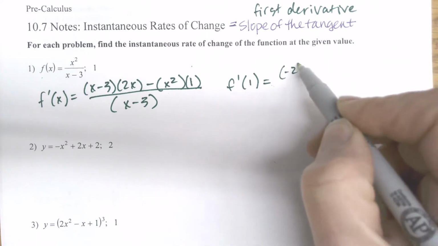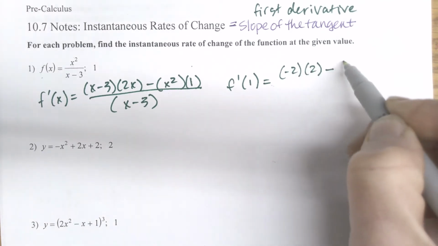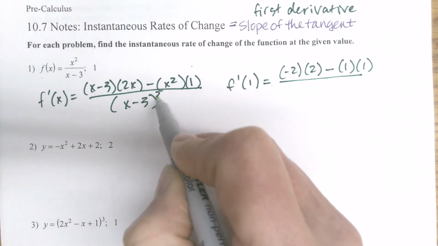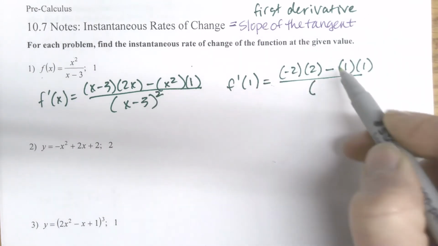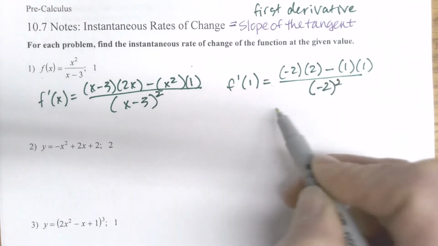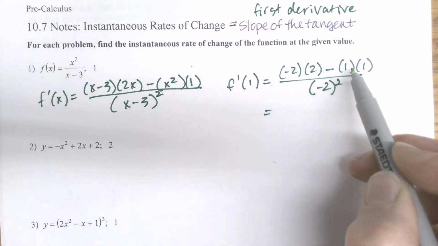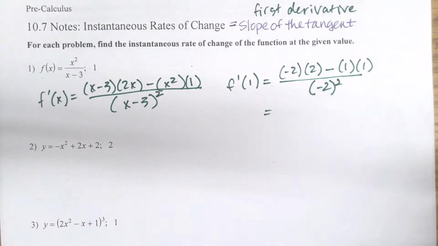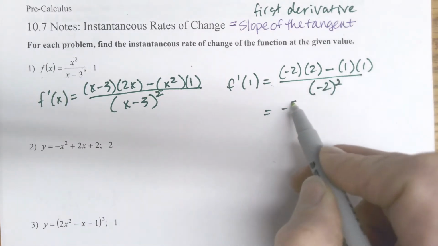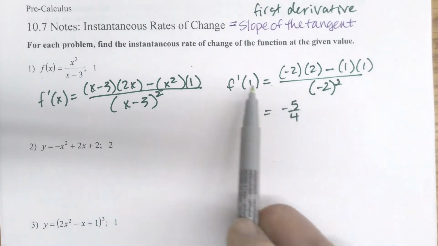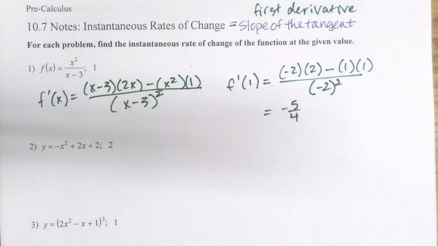I get negative 2 times 2 minus 1 times 1 over, oops, I forgot to square that in the bottom, negative 2 squared. Evaluate the whole thing. Negative 4 minus 1 is negative 5/4. And so my instantaneous rate of change at 1 is negative 5/4. I'm going to have you guys pause and do the rest.